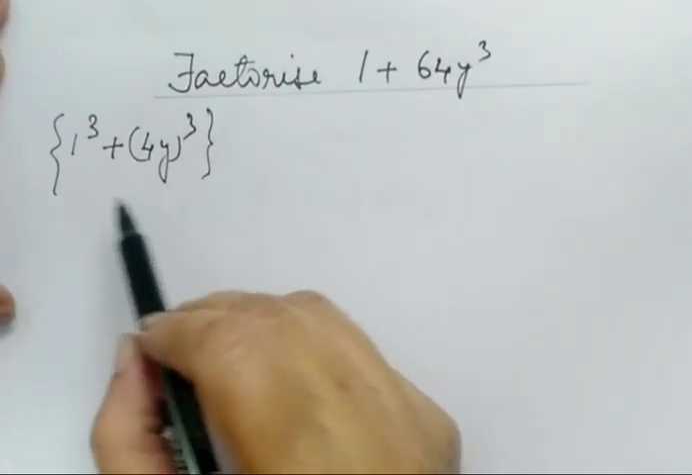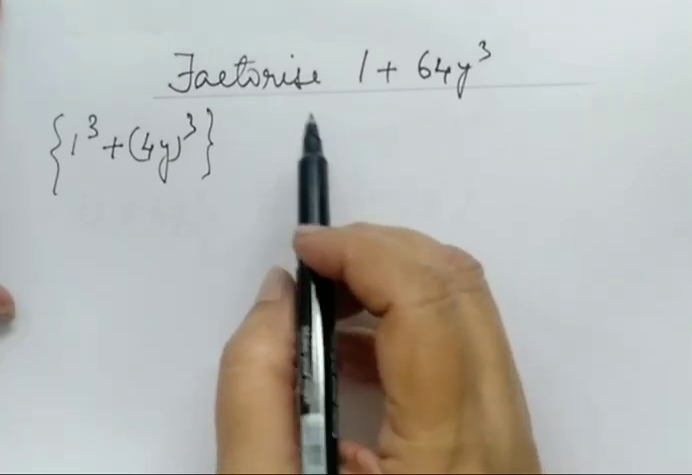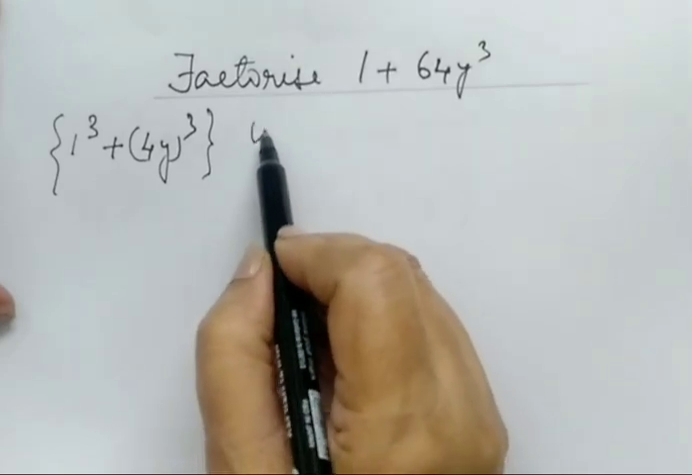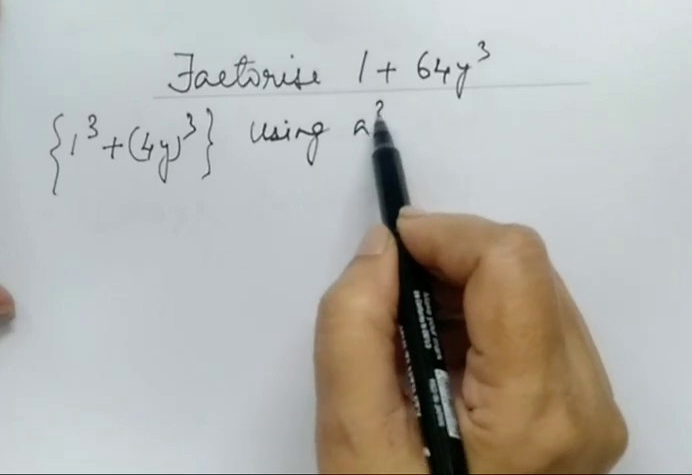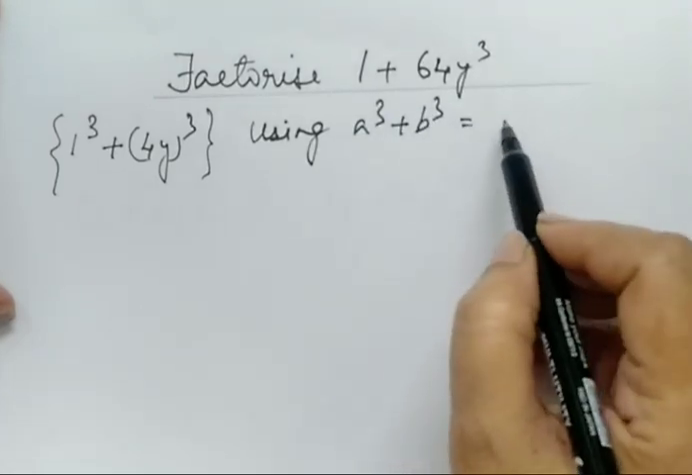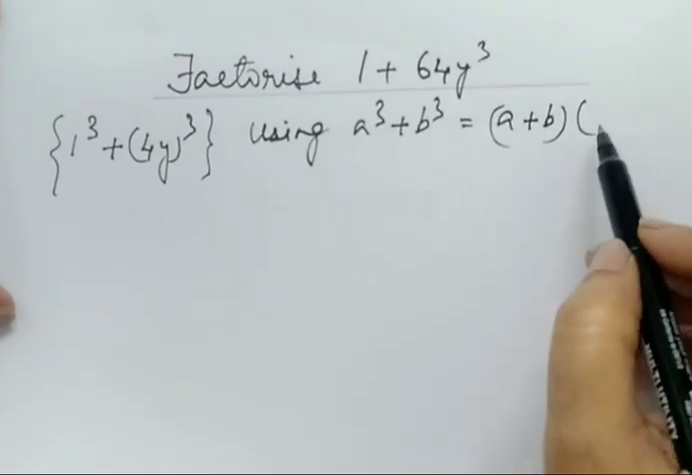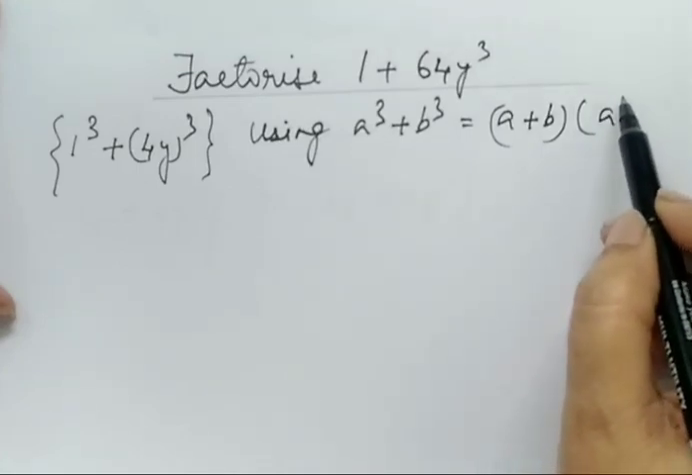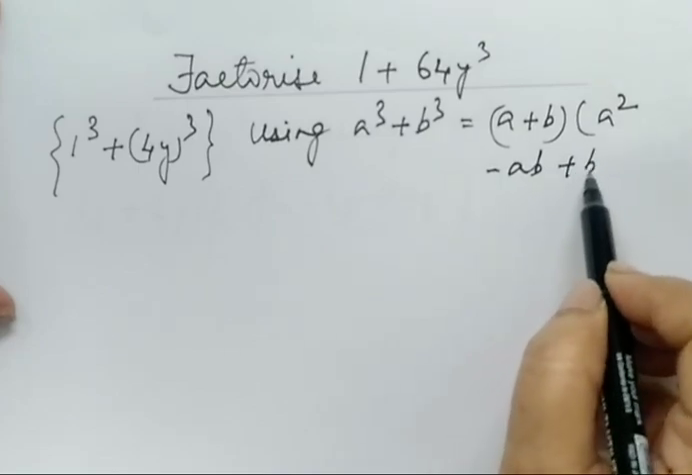So while doing this, we need to use some identity, and as a result we can use a cube plus b cube, which is equal to what? A plus b. Have you all learnt up or not? Okay, so a square minus ab plus b square.